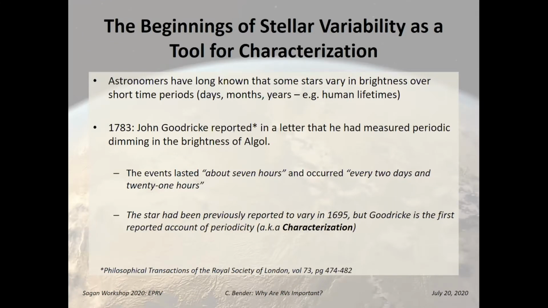But in 1783, I think there was a significant advance, in that John Goodricke reported in a letter to the Philosophical Transactions of the Royal Society of London that he had measured periodic dimming in the brightness of Algol. The event lasted, quote, about 7 hours and occurred about every 2 days and 21 hours. He observed multiple events over several months and had a friend who also confirmed his observations. We knew the star varied previously, but his is the first account of periodicity.